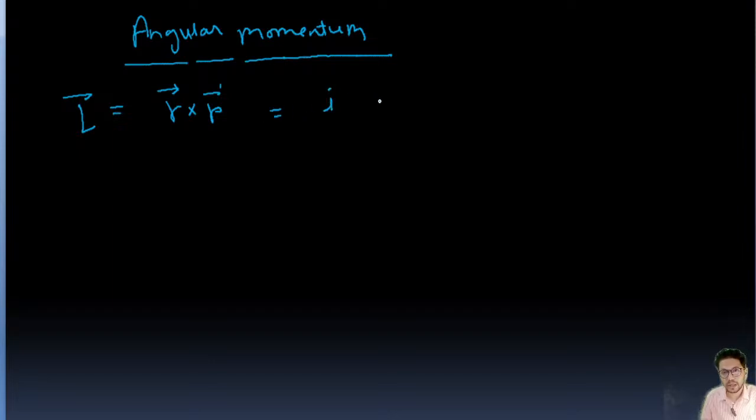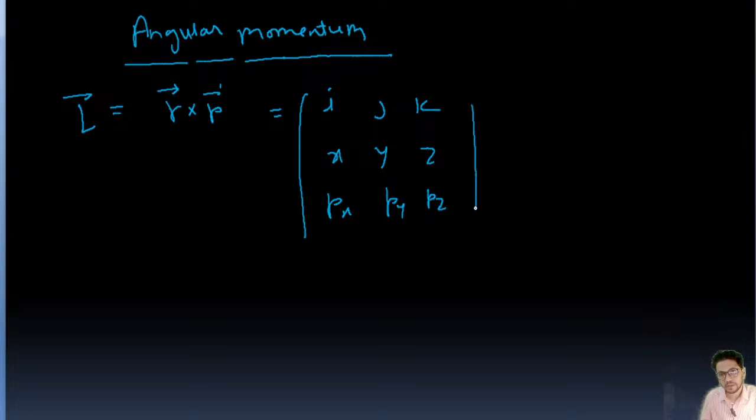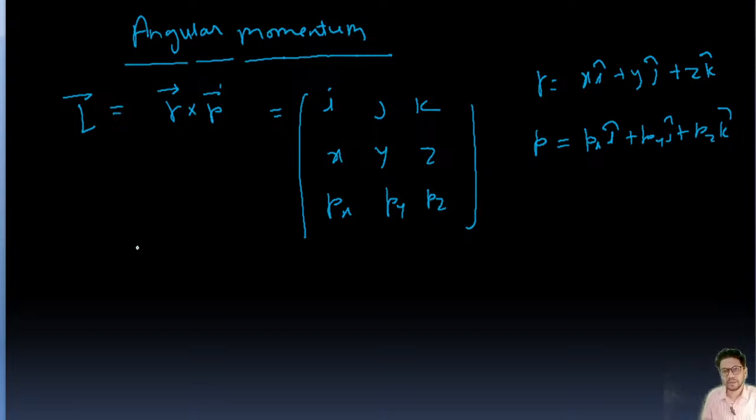Or we can write it as a determinant with i, j, k, then x, y, z, and px, py, pz, right? Where r equals x i cap plus y j cap plus z k cap, and p equals px i cap plus py j cap plus pz k cap, right? Very simple. So from here we can open it and we can get the values of Lx, Ly and Lz.